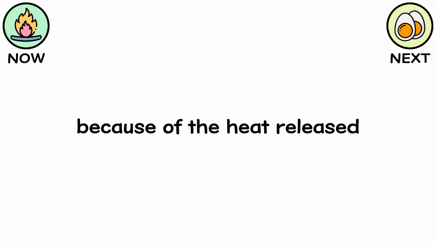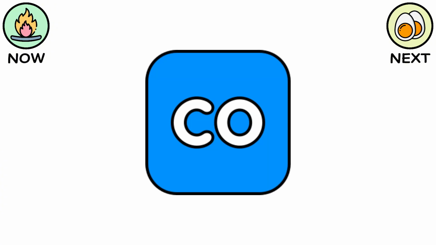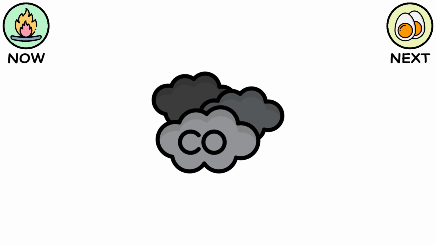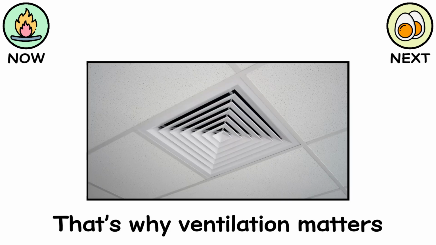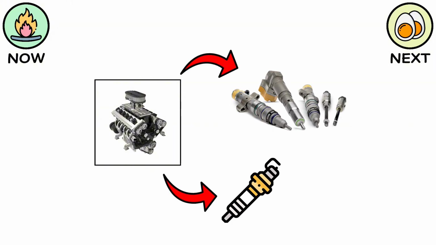Fire is hot because of the heat released, and blue flames mean the burn is complete with little soot. Incomplete combustion can produce carbon monoxide, a colorless, odorless gas that's dangerous in enclosed spaces. That's why ventilation matters. In engines, combustion is timed precisely by spark plugs and fuel injection.